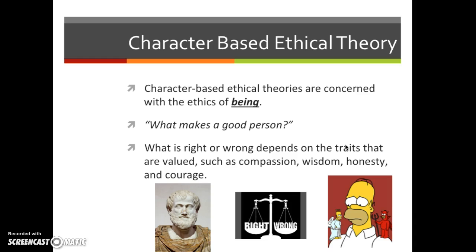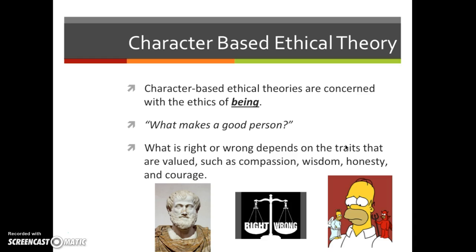Ethical theory can be broken up into 2 main houses, if you will. The first house falls under what's called character-based ethical theory. In character-based ethical theory, we're talking about the ethics of being, of existing. And we can trace this back to Aristotle and the very early Greeks and their idea of what makes a good person. In those days, those philosophers would ask themselves those questions. What makes a good person?